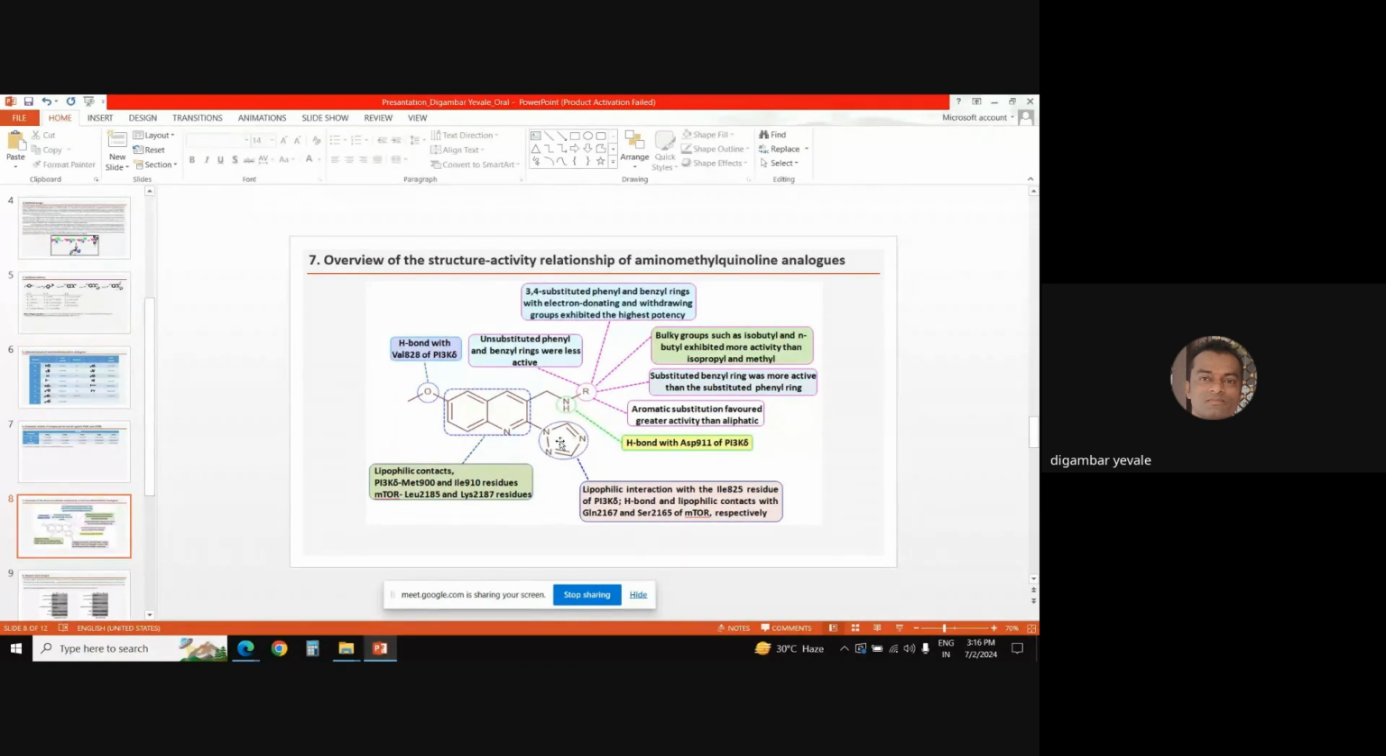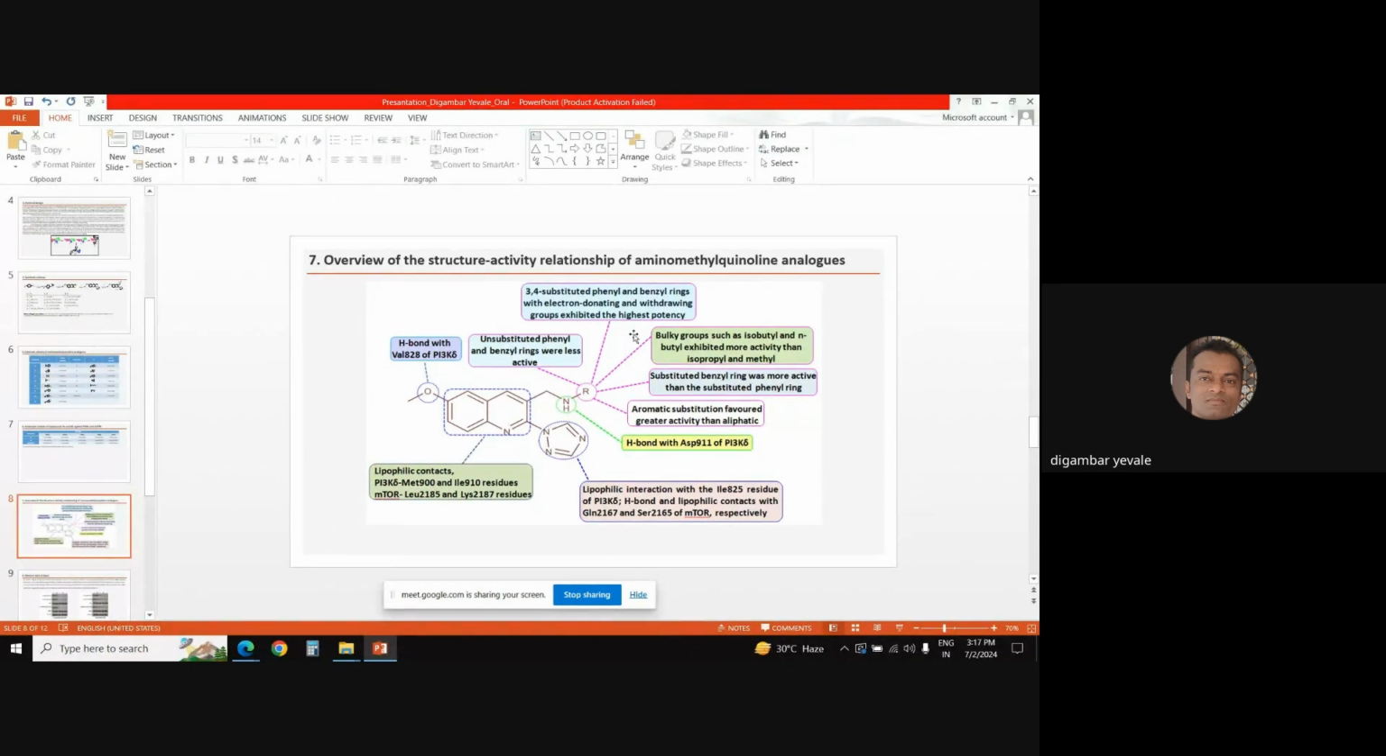And then we newly installed this triazole ring to get novelty, which shows lipophilic interaction with the isoleucine 825 residue of PI3K delta, and hydrogen bond and lipophilic contact with GLN 216 and serine 2165 of mTOR. This benzylic NH proton shows a hydrogen bond with aspartic 911 of PI3K delta.